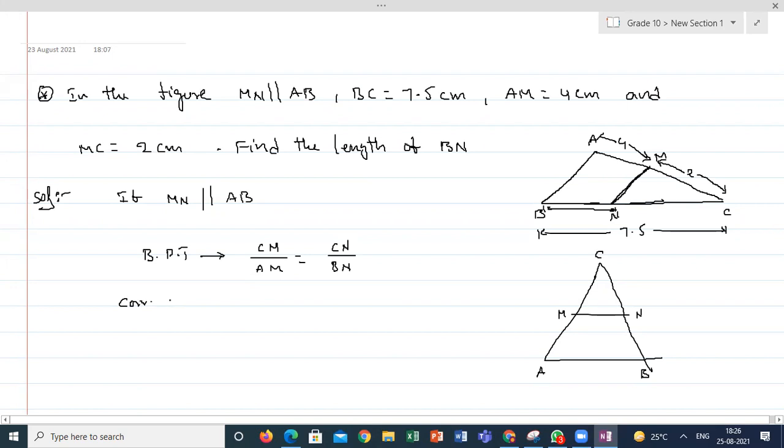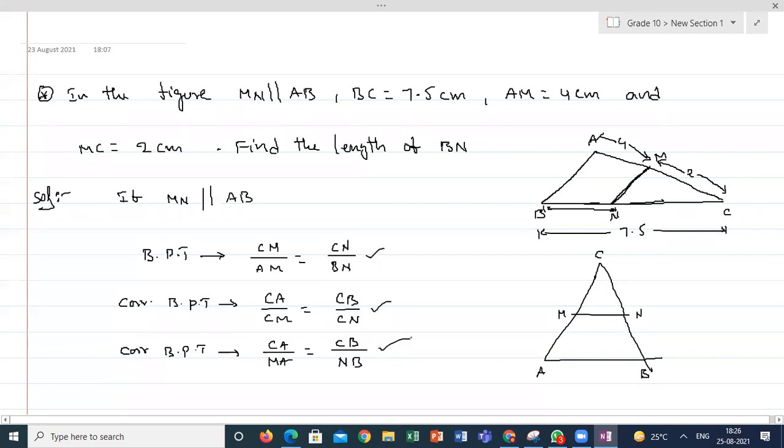Then what is the corollary of the basic proportionality theorem? I can write CA by CM will be equal to CB by CN. The second corollary is CA by MA will be equal to CB by NB. Any idea? These three things we did at the beginning of the triangles. Will you remember? If you are unable to remember, I will tell you. But if you remember this, our job is very simple. Am I right or wrong, guys?